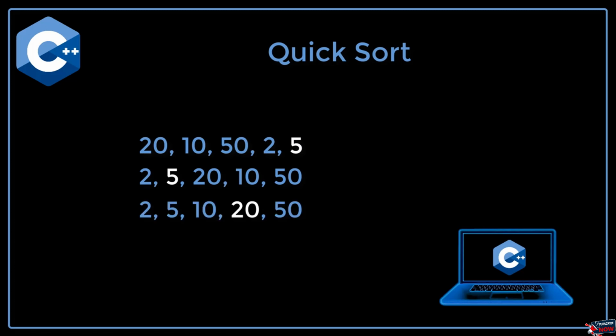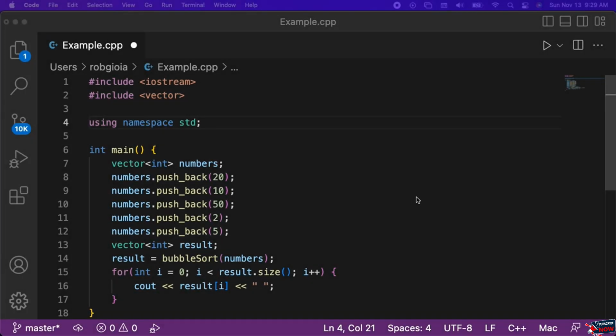Next, we will choose another pivot, for example 20. On this pass, the 10 will be moved to the left of 20. The elements in the collection are now in order. Now that we understand the concept of a quicksort, let's learn how to implement it using C++ code.